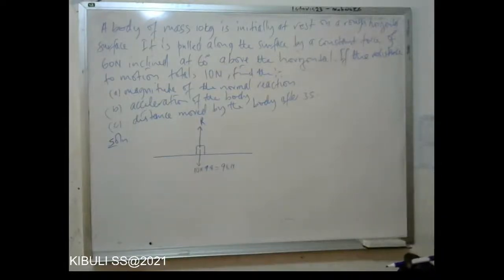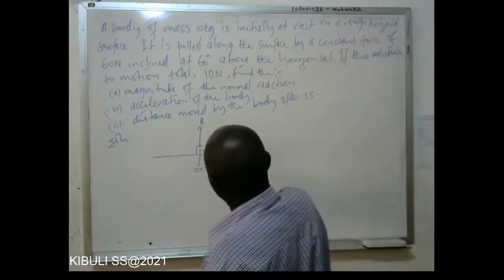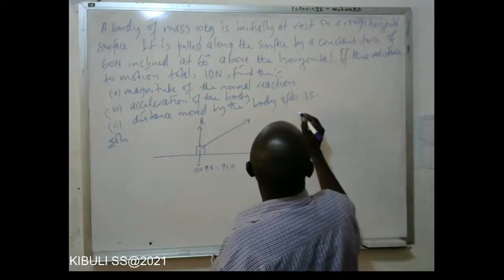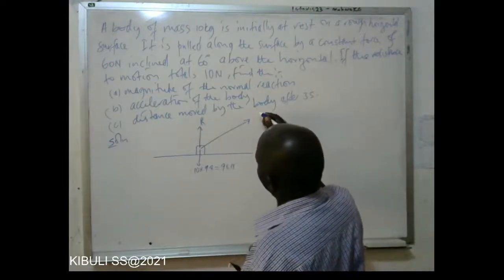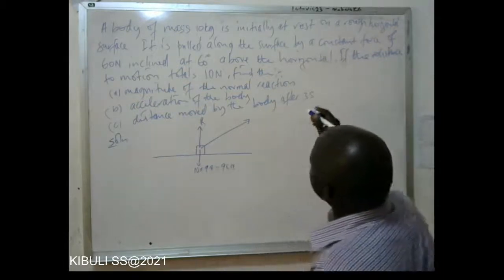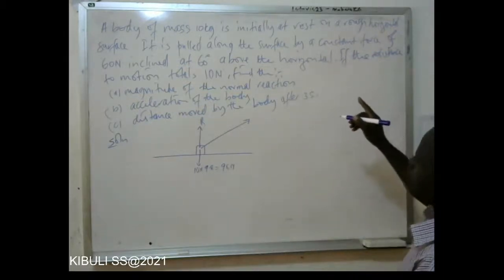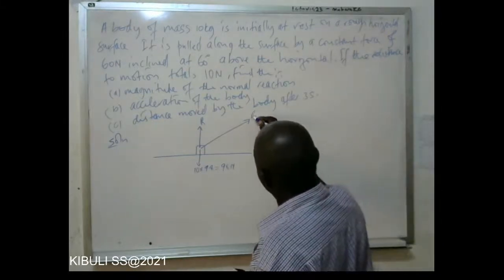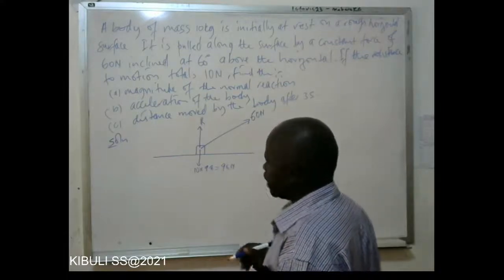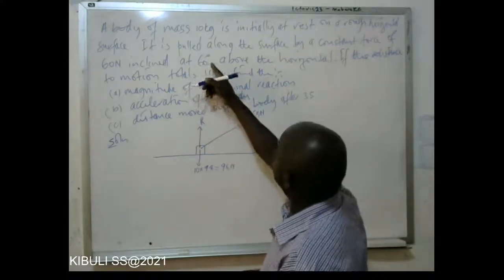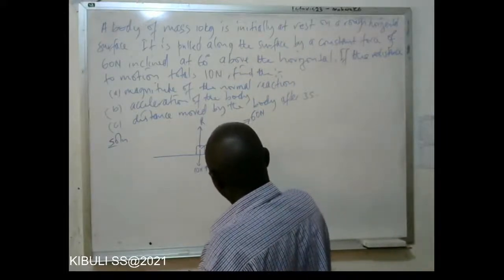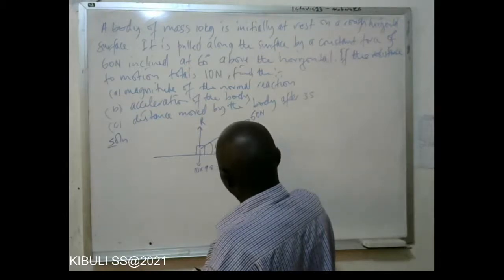So the body is being pulled along the surface. So the pull is acting in this direction. According to the question, the pull is of magnitude 60 Newton. So the force which is pulling the body is 60 Newton, and this force is acting at 60 degrees above the horizontal. This is the horizontal. So the angle the force is acting above the horizontal is 60 degrees.